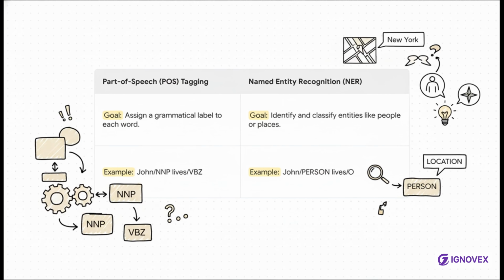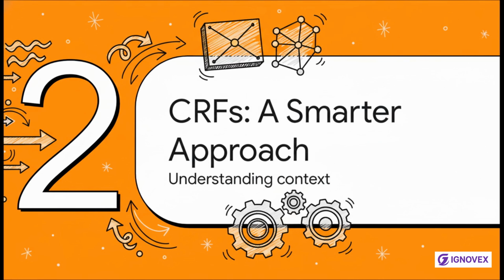Same words, different goals. So the big question is, how do you build a model that can actually handle this kind of complexity? This is exactly where Conditional Random Fields, or CRFs, come into play. They are a way smarter approach, a big leap forward from the older methods.